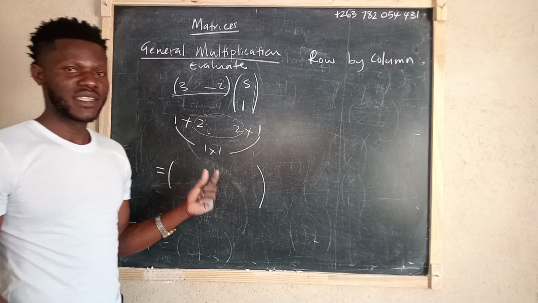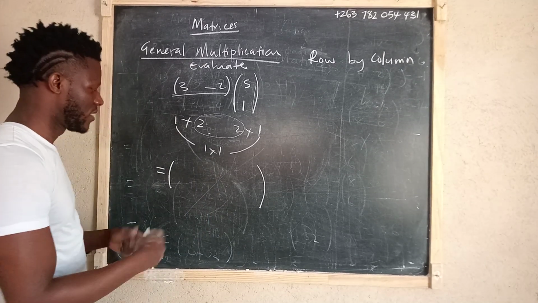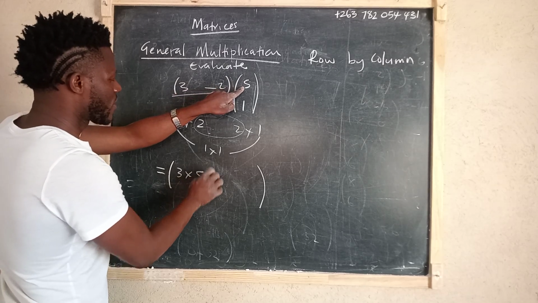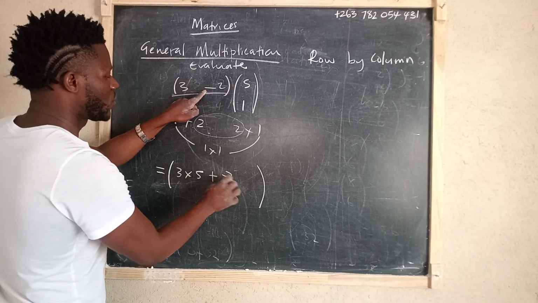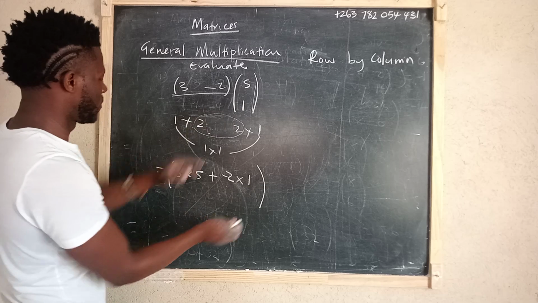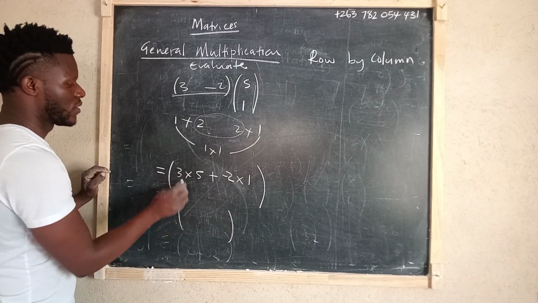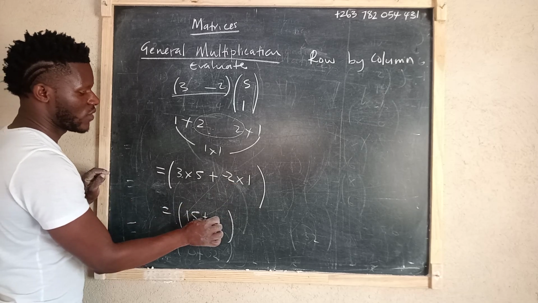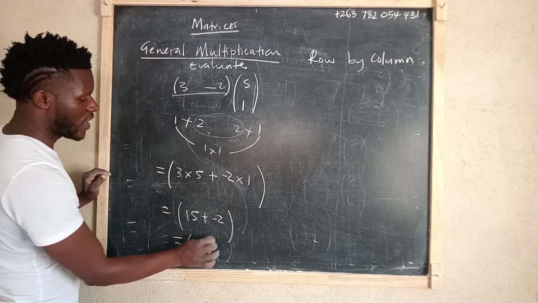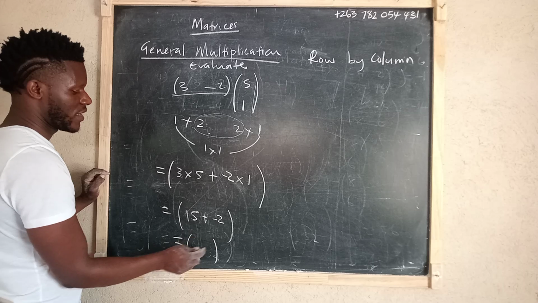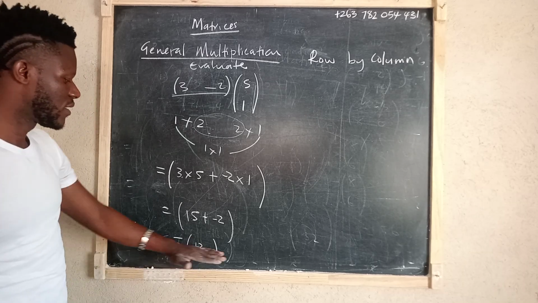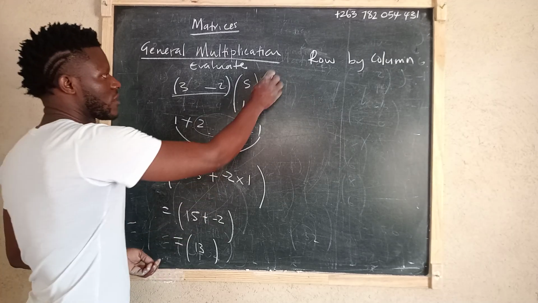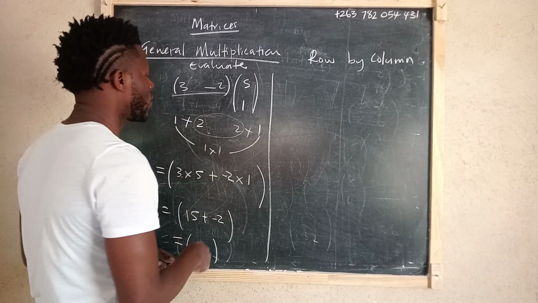1 by 1 simply means that we are going to have just one number in the brackets. So it's 3 multiplied by 5 plus minus 2 multiplied by 1. That is 3 times 5, 15, plus 2 times minus 1, which is minus 2. And the final answer is 15 minus 2, you get 13. This is the 1 by 1 answer we're talking about. So it's important to check the order of the answer before you multiply.